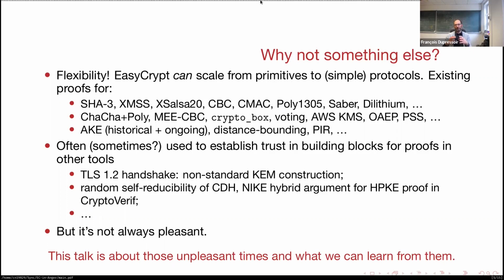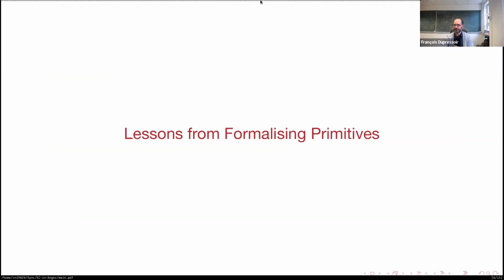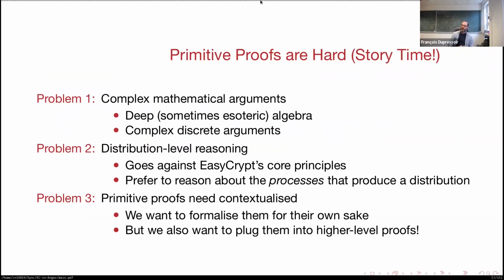So SHA-3, for example, we're not going to prove anything about the permutation inside, but we can prove that if that permutation was ideal, then SHA-3 doesn't introduce additional vulnerabilities that would not exist in that core. But it's still a primitive proof rather than a construction proof in my book anyway. So the lessons we learned from formalizing primitives, I'll skip this story and give you the next one. The three problems that we face are, first, that the mathematical arguments that are deployed typically at primitive level are complex. They're very, very hard.